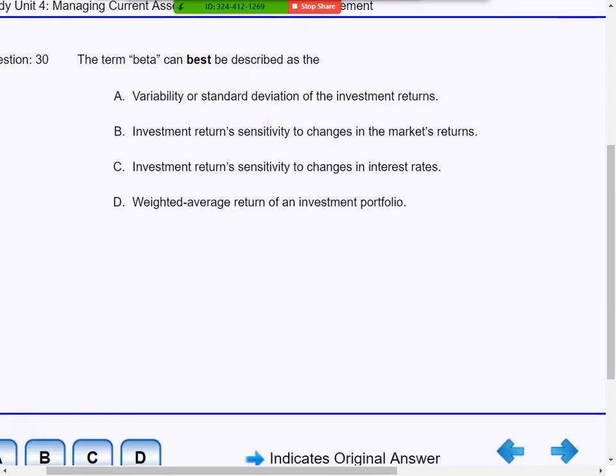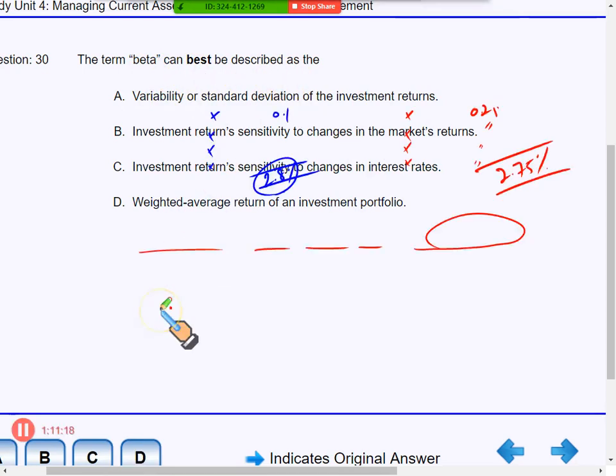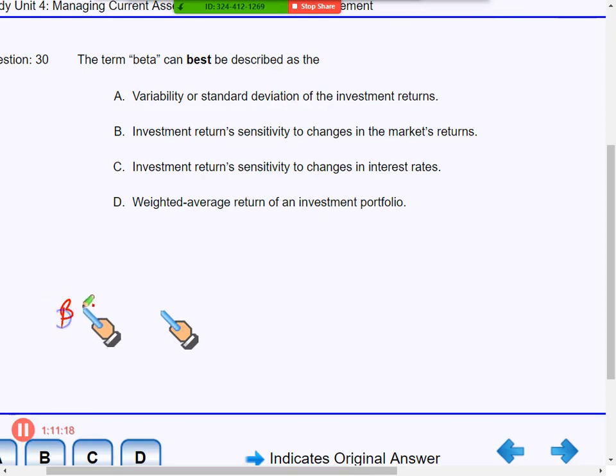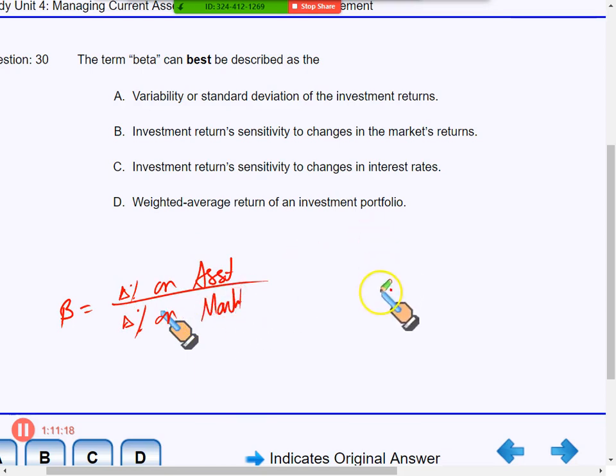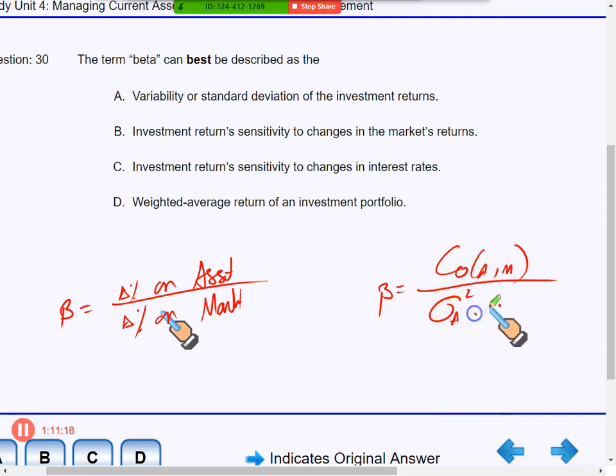Next question. It says the term beta can be best described as, we have so far read two formulas. One that is given in the book, that is recommended for CMA students, that is the change in returns on assets divided by the percentage return on the market portfolio or the market as a whole. And beta, as per the original formula, is the covariance of the asset and the market, over the variance of the market.